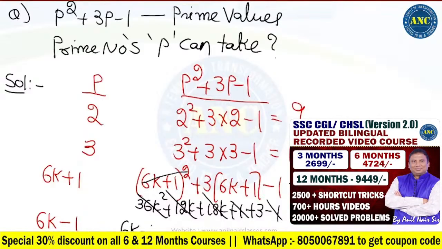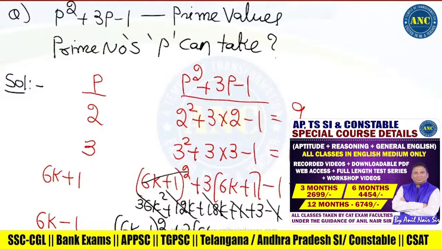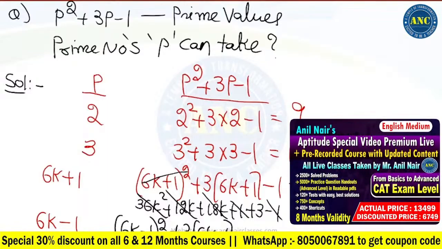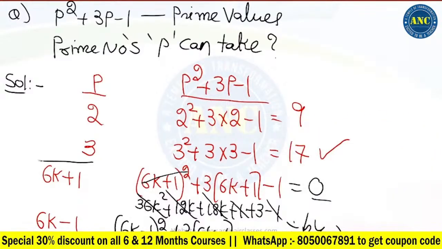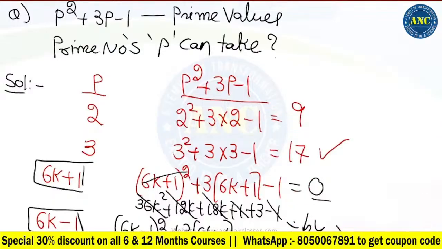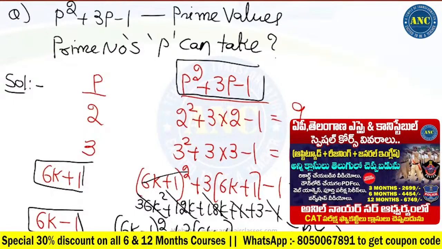Now 6k minus 1 whole square plus 3 into 6k minus 1 minus 1. 6k whole square divisible by 3. 2 into 6k divisible by 3. Plus 1, plus 1 minus 1 gets cancelled, so all are divisible by 3. That means if I substitute any prime value greater than 3, whether it is 6k plus 1 or 6k minus 1, both result in p square plus 3p minus 1 divisible by 3. If it is divisible by 3, it cannot be a prime number.